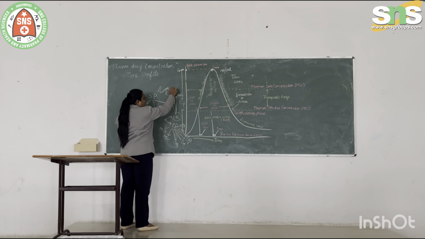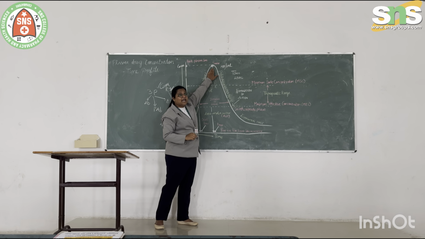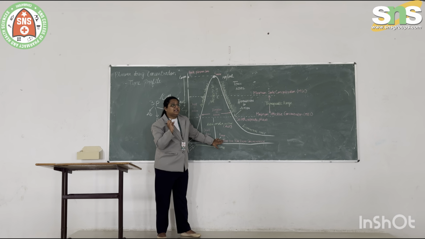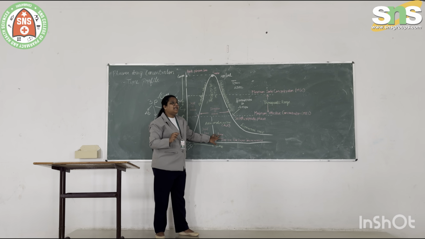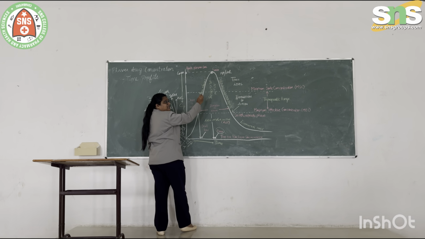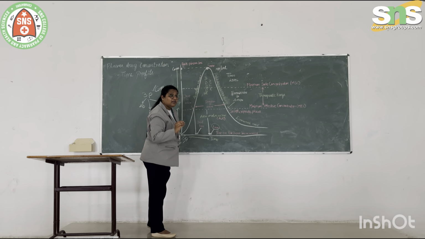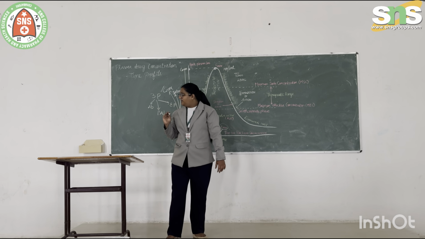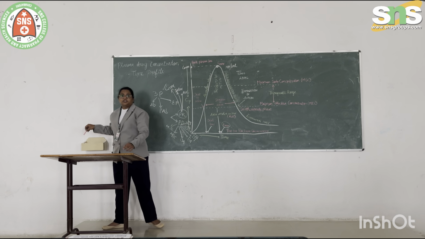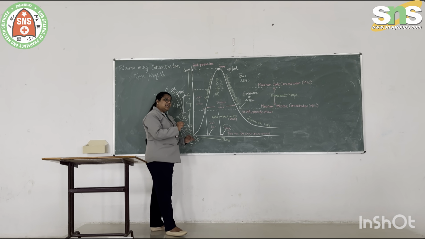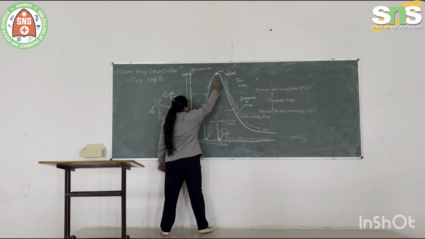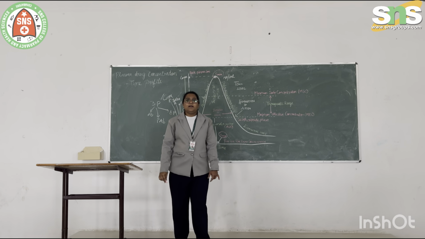Now Tmax. What do you mean by Tmax? The time at which the Cmax is reached is called Tmax. At which time the maximum concentration is reached, that is called Tmax. Now you understood about Cmax and Tmax.